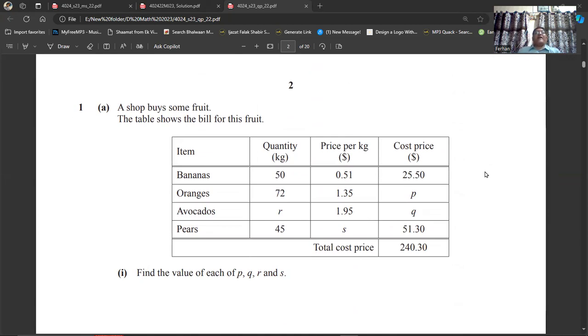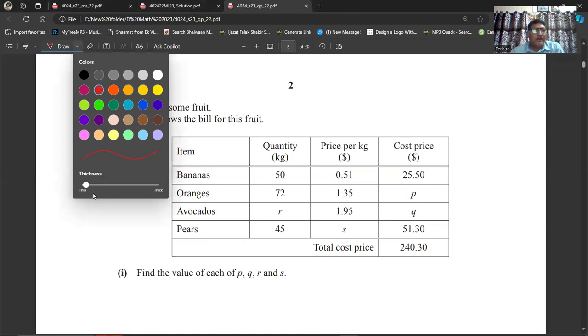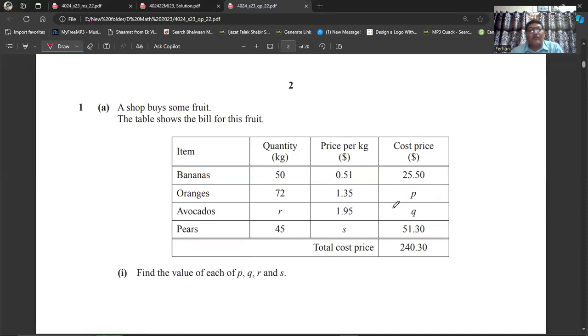A shop buys some fruit. The table shows the bill for this fruit. Find the value of P, Q, R, and S. First of all, if you want to find the value of P, the value per kg for the oranges is 1.35, and the quantity they bought is 72 kg. So simply multiply the quantity with the price per kg, and you will get the value of P.